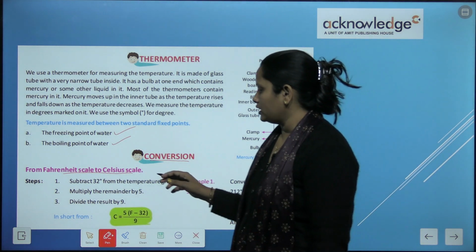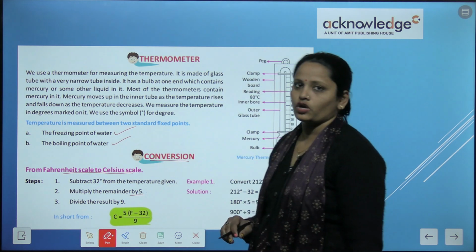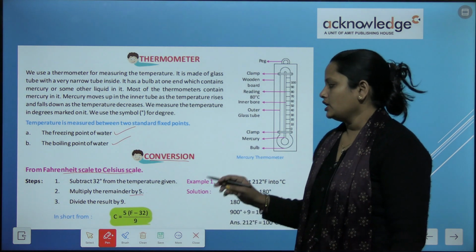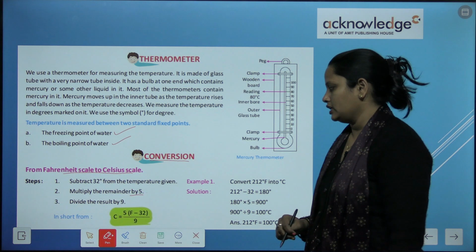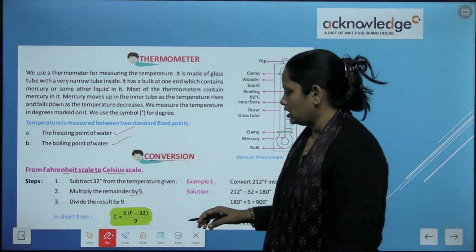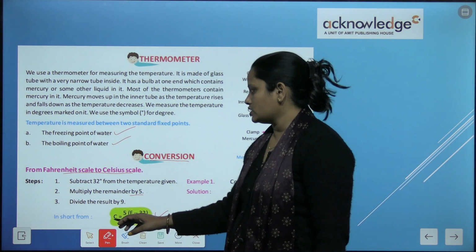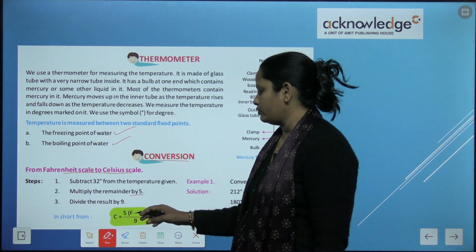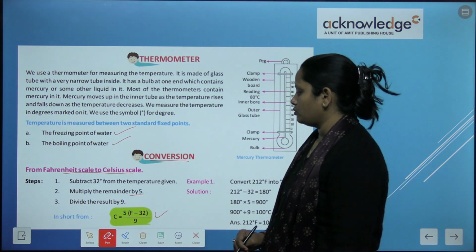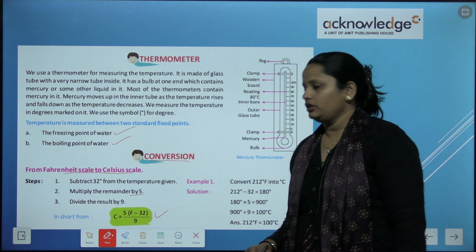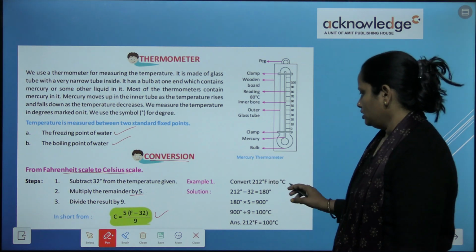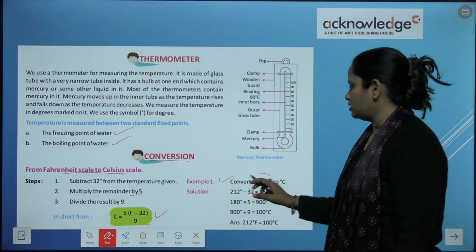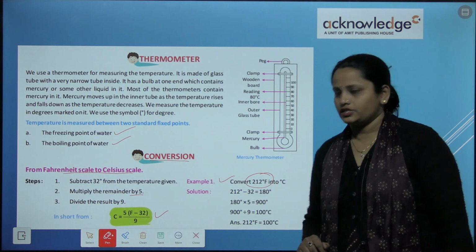Now multiply the remainder by 5. We will multiply the remainder that comes by 5. Divide the result by 9. So here this is the formula. Celsius is equal to 5, now bracket Fahrenheit minus 32 upon 9. Here an example is given. We have to convert this Fahrenheit into Celsius.